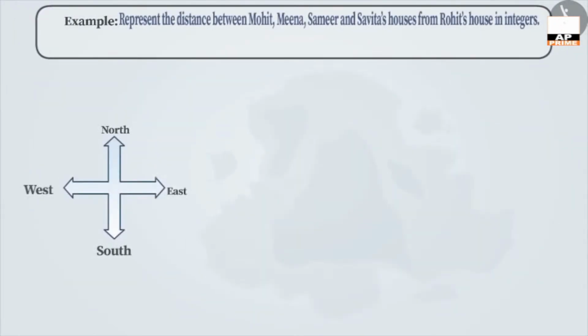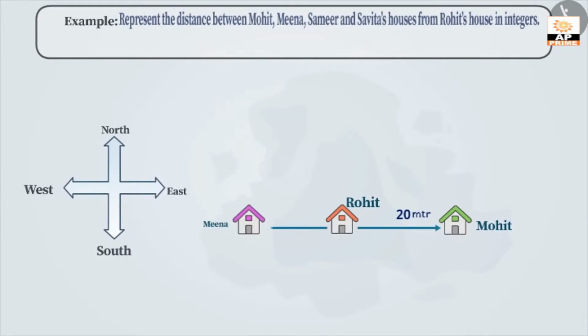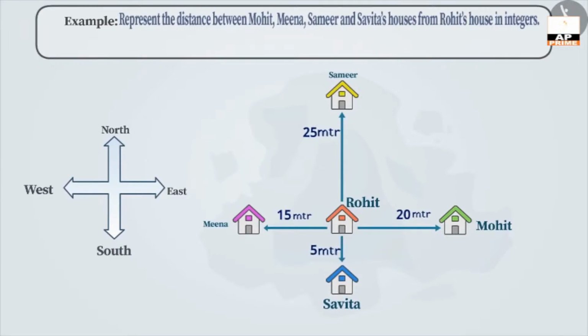The next example. Mohit's house is at a distance of 20 meters towards the east from Rohit's house. Meena's house is 15 meters towards the west, Samir's house 25 meters towards the north, and Savita's house 5 meters towards the south from Rohit's house. Represent the distance between Mohit, Meena, Samir and Savita's houses from Rohit's house in integers. The distance between Mohit, Meena, Samir and Savita's houses from Rohit's house is given. Therefore, we represent Rohit's house as 0.